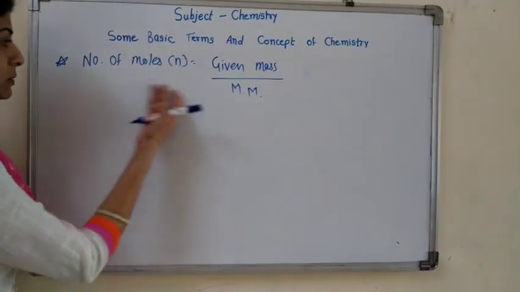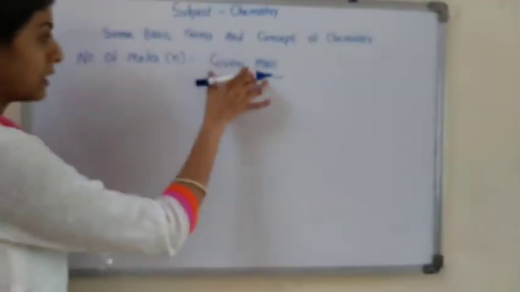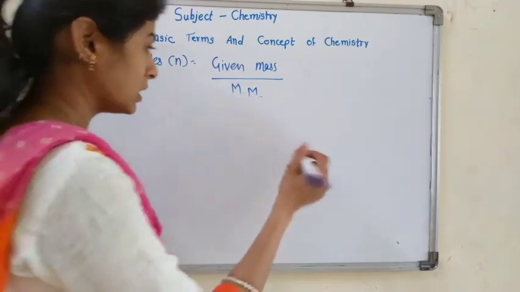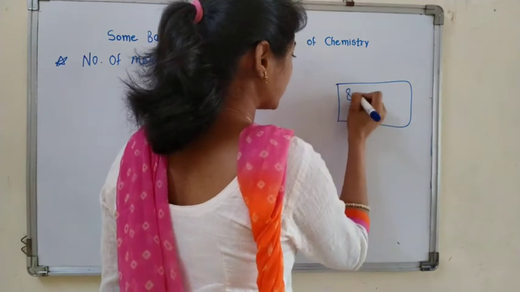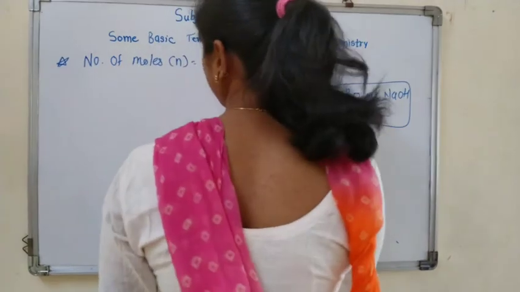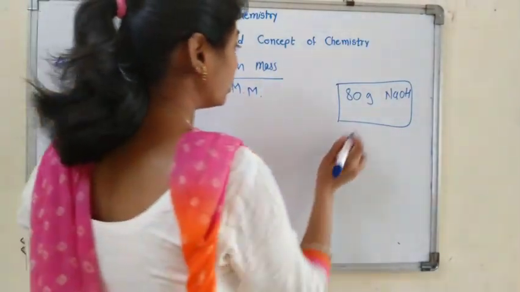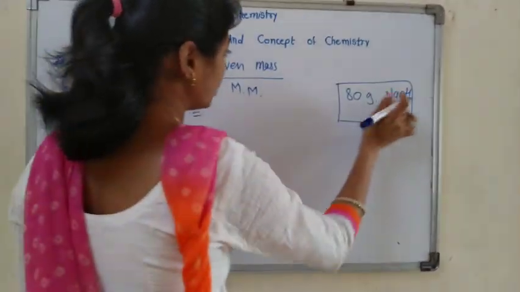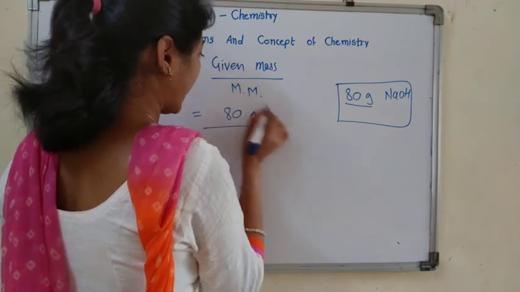Now the next concept is number of moles. The number of moles is given by the formula given mass divided by molar mass. For example, if there is 80 gram of NaOH in this container, calculate the number of moles of NaOH. So what will we have to do? Given mass. What is the given mass of NaOH? 80 gram.